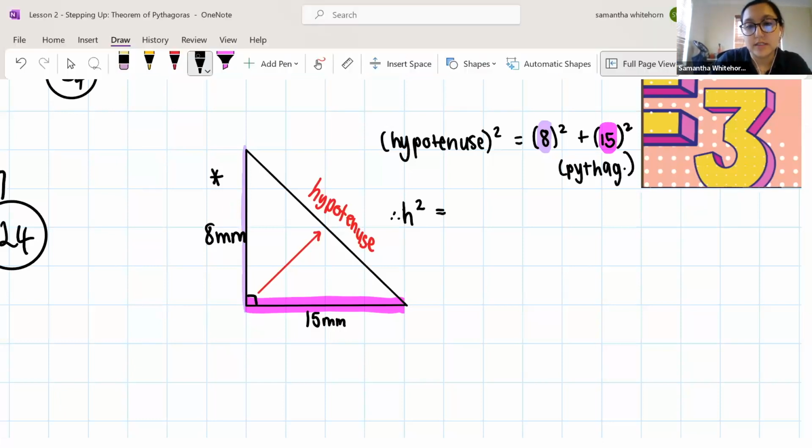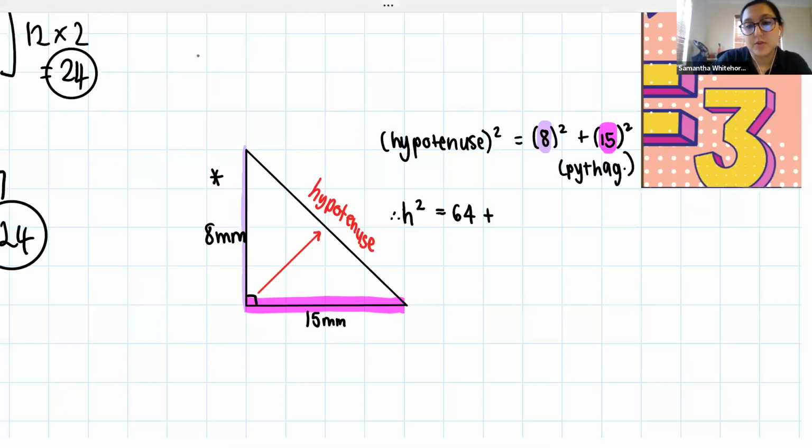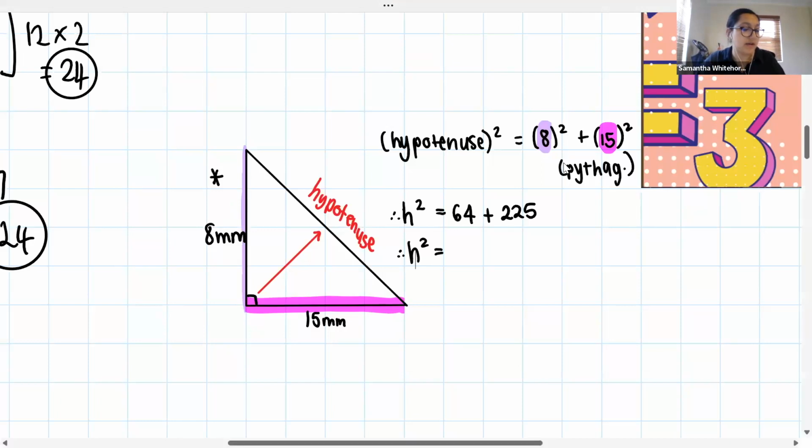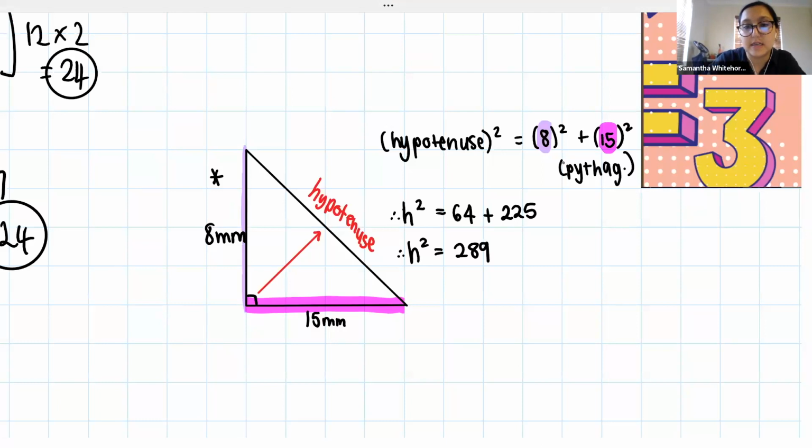So 8 squared is 64. 15 squared is 225, if I'm not mistaken. But now I'm obviously panicking. Yeah, 225. And so we add those two values together. And remember, this gives us h squared. Now remember, we don't want h squared. We want h. So we'll chat about how we deal with that in a second. If I add those two values together, we get 289.